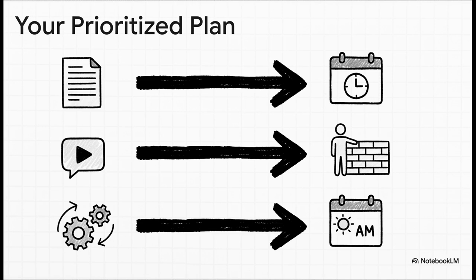Notice it doesn't just give you a list, it tells you why. You need to finish that proposal because the deadline is today. You need to get back to Sarah because she's blocked. That reasoning, that little word because, that's where the real power is. It connects the what to the why.